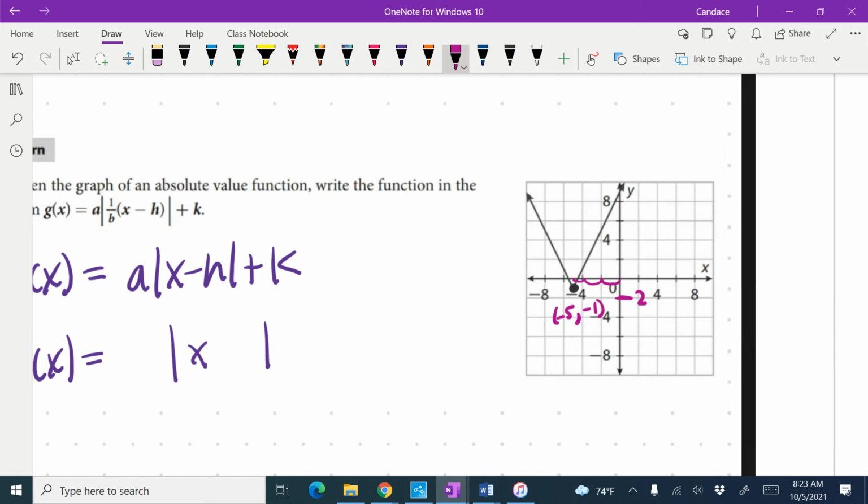Remember, it's going to appear that we change the sign. So it should look like plus 5. Everybody okay with that? All right. Okay, what about for the Y value? What am I going to put in for the K? Minus 1. Good. All right, now we got to count the slopes.